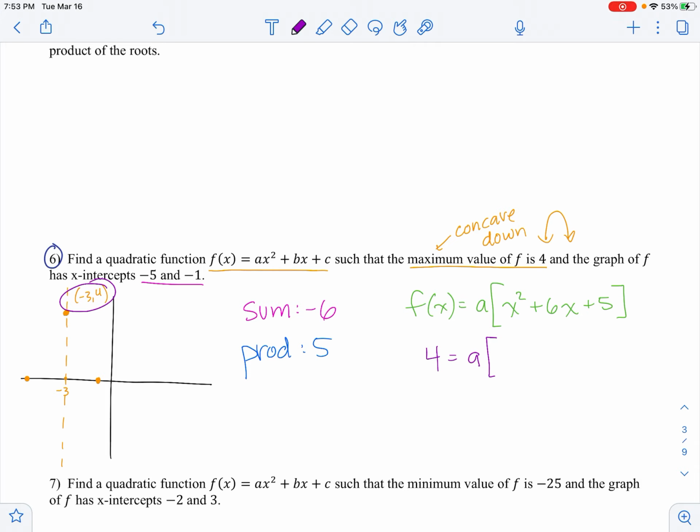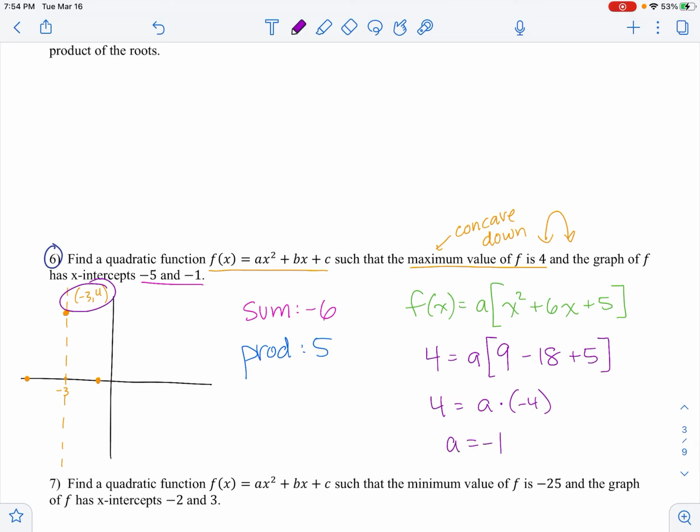for x. -3 squared is going to be 9. Oh, I'm going to have to really make sure that these look different because my a's and 9's look the same. I'm going to have 6 times -3. It's going to be -18, and then I have +5. That's going to give me 4 equals A times -4. When I divide, I get that A equals -1.